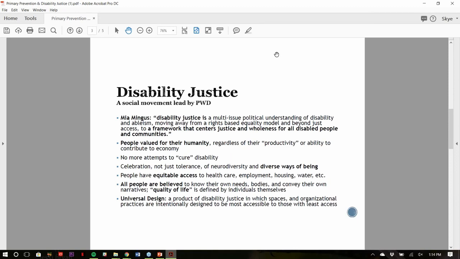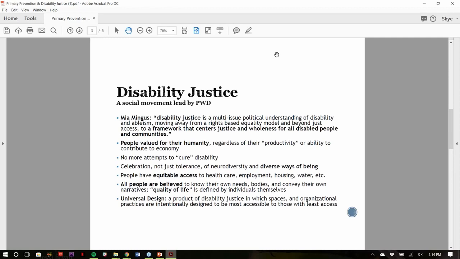So this is important because Mia is not saying that we shouldn't also focus on policy and rights issues, but that to create a just environment and world for people with many different disabilities, we need to focus much more holistically and comprehensively on every way that people are impacted by ableism as we move through the world.